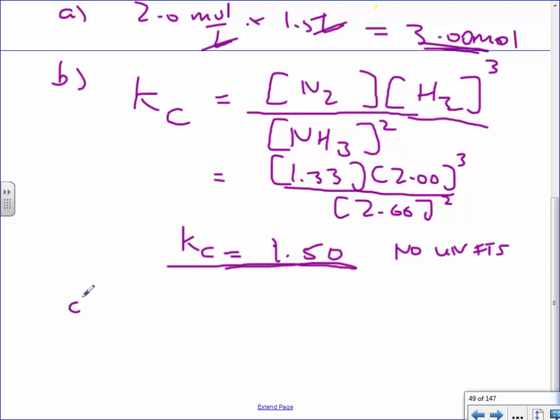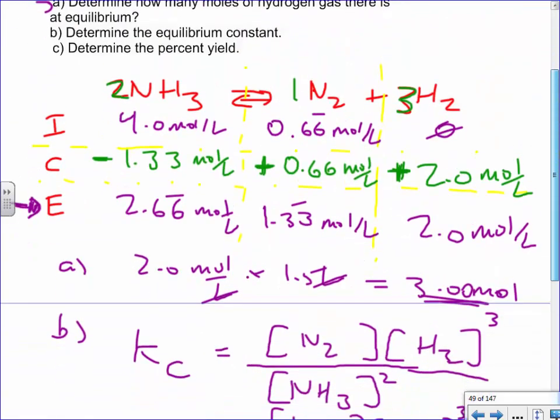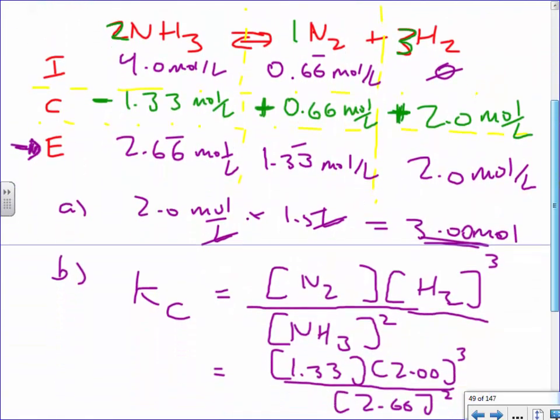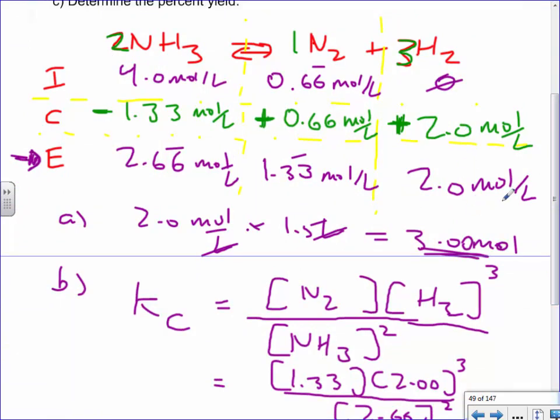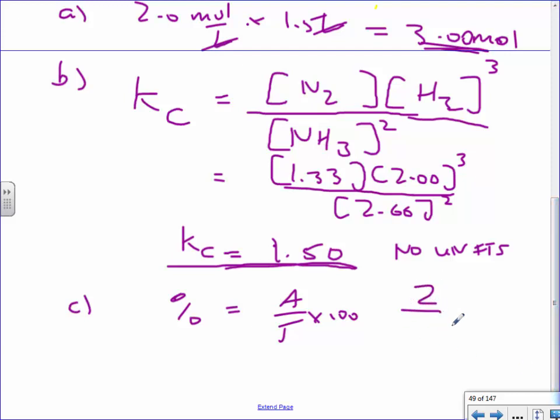Okay. The harder one's probably the percent yield. If I want to do the percent yield, I've got to do what it actually was divided by what it could have been, times 100. Why don't we use hydrogen as our one to test for? How much hydrogen did I actually make? 2 moles per liter. So I actually made 2 moles per liter.